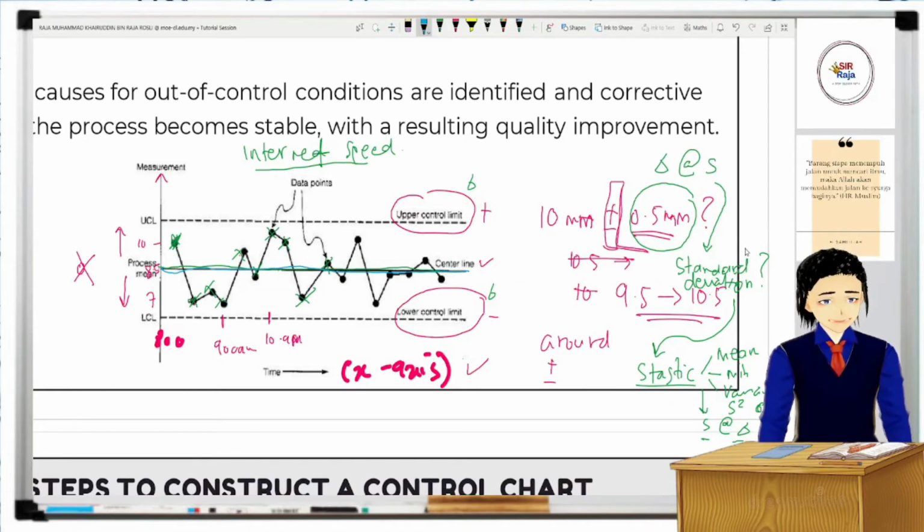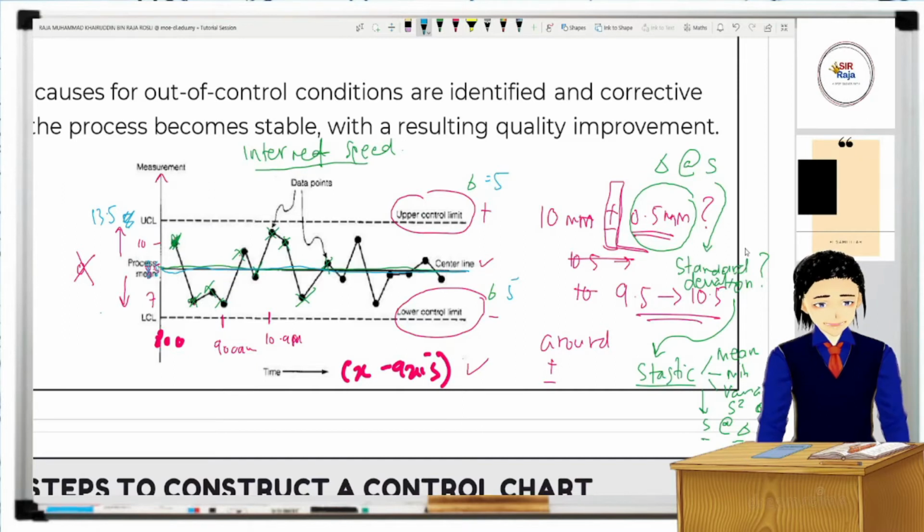Usually it will be plus. Don't just take the number. If I say the mean is 8.5 and the standard deviation is 5, 8.5 plus 5 would be 13.5, isn't it? And then you minus it. Let's say the standard deviation is 5, so it's minus 5. So this one is going to be 3.5, and the upper is 13.5.